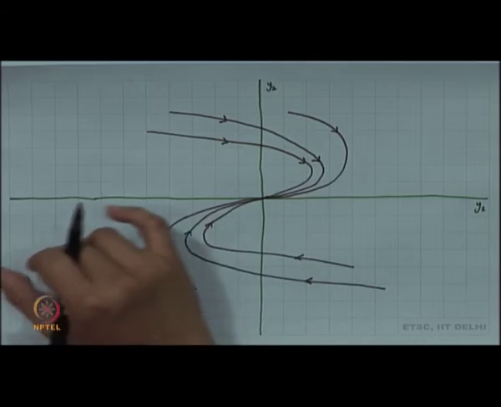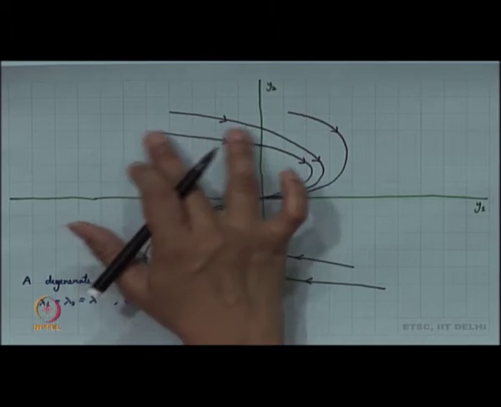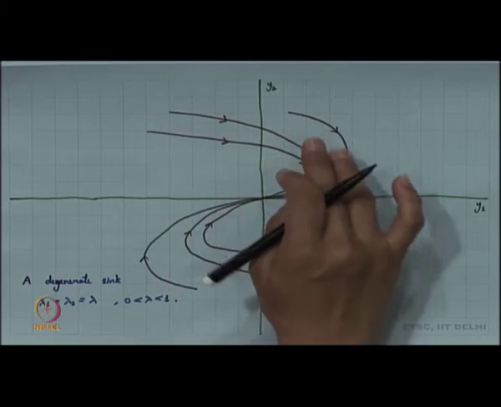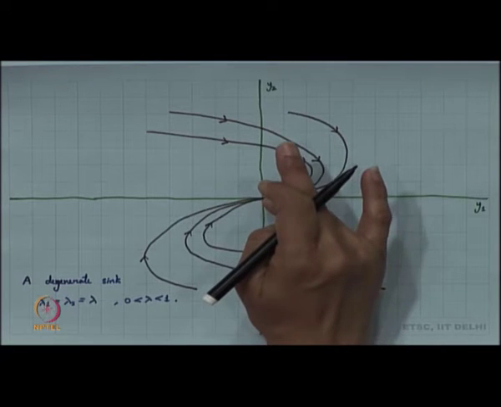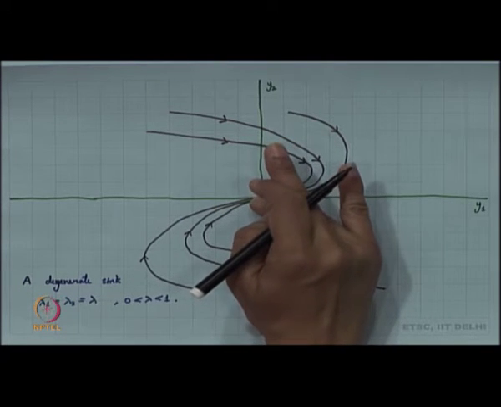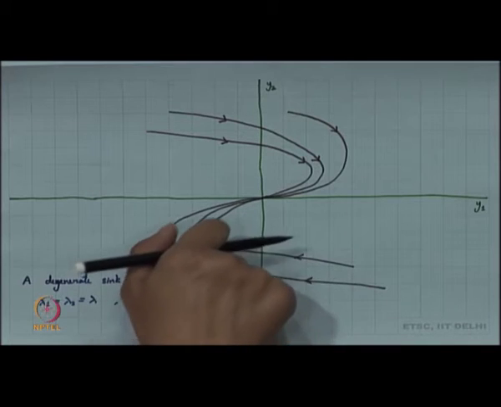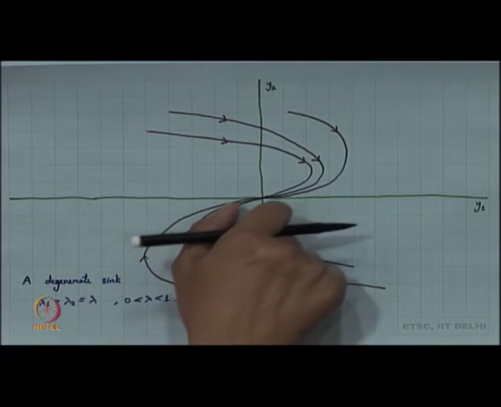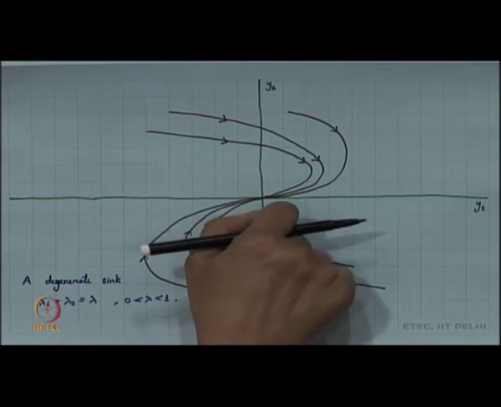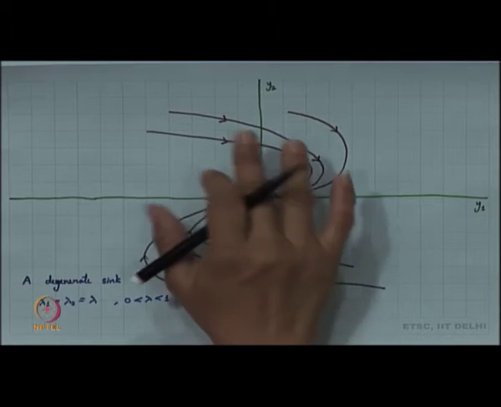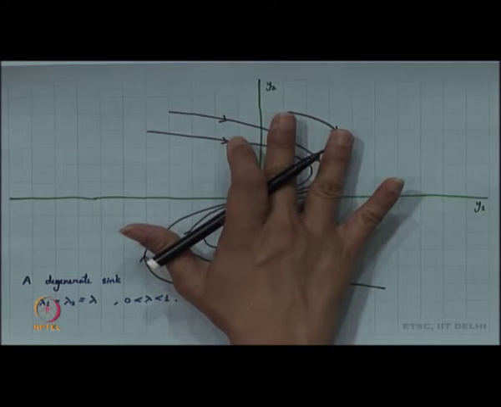So, this is y1, and if we try to see what happens to the orbit, any orbit is first being asymptotic to y1 and then it is converging to 0. So, start with any orbit, it is basically going to be converging to the x axis and then it is converging to the origin. So, this is basically a degenerate sink.